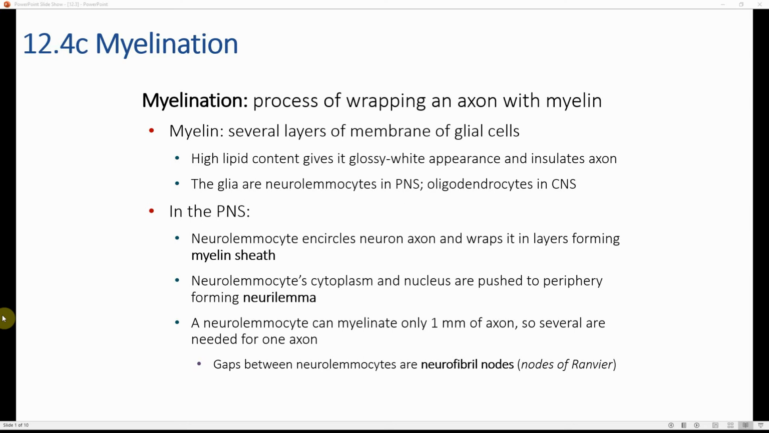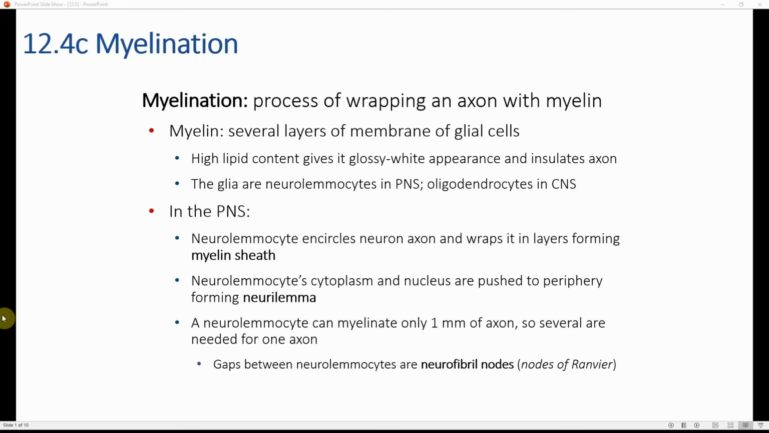The glial cells that do myelination in the central nervous system are the oligodendrocytes, or in the peripheral nervous system, they're referred to as Schwann cells or neurolemmacytes. In the peripheral nervous system, those Schwann cells encircle the axon and wrap it up in layers, forming that myelin sheath. The cytoplasm and the nucleus kind of get pushed over to one side, and it forms a little bump called a neurolemma, which is why sometimes these cells are referred to as neurolemmacytes. A neurolemmacyte can myelinate only about 1 millimeter of axon, so you're going to need quite a few of them for most axons. There are little gaps between the myelinated areas, and these are called the nodes of Ranvier.